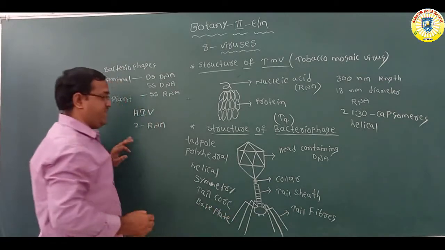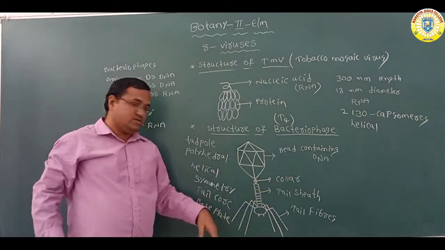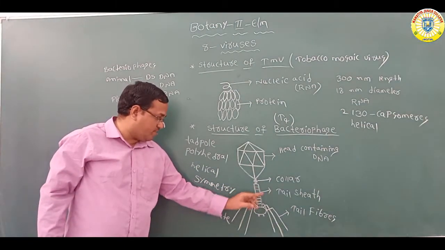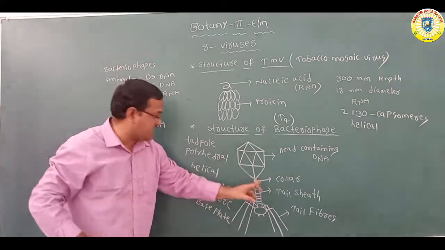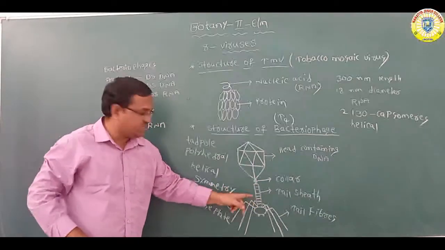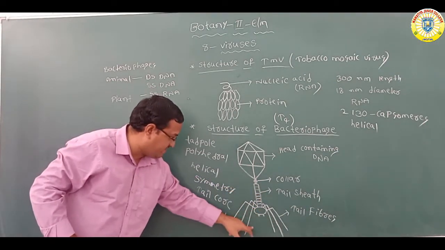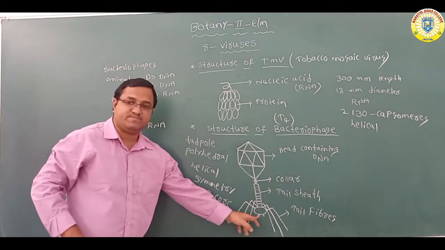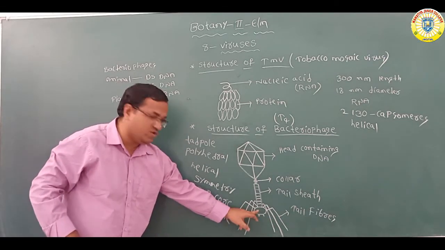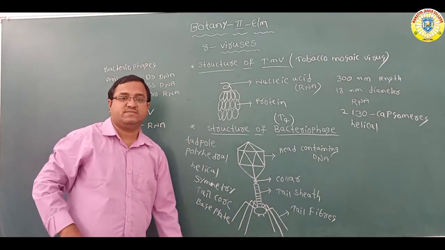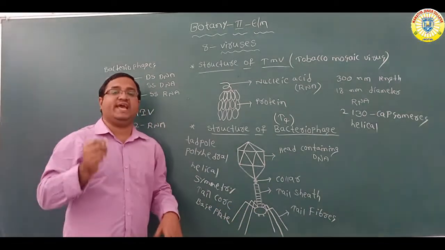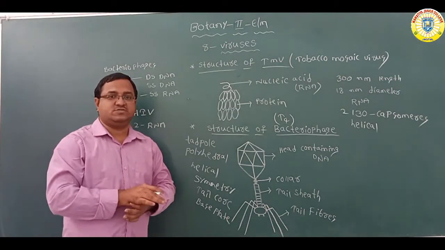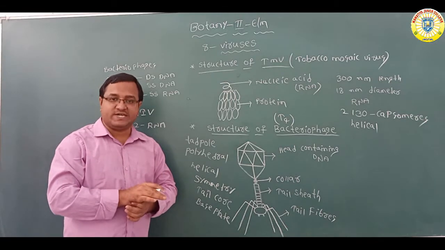So these parts you can remember. Tail sheath. In the middle, the tail core is there. The total layer-like part is called the tail sheath. These are all tail fibers. Here you see 6 tail fibers appearing. The last part is the round base plate. Tail sheath, tail core, tail fibers, base plate. So the tail shows helical symmetry.